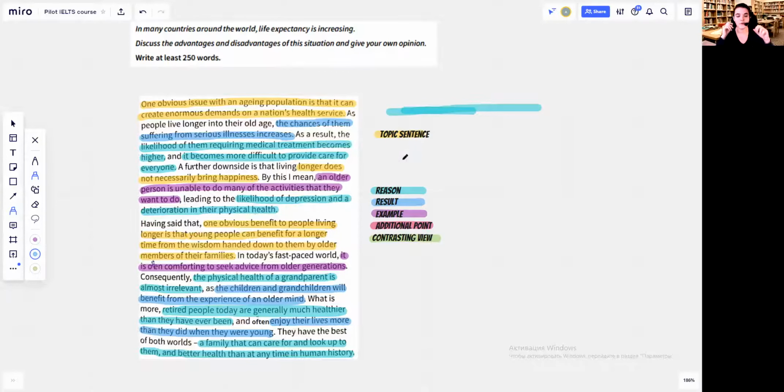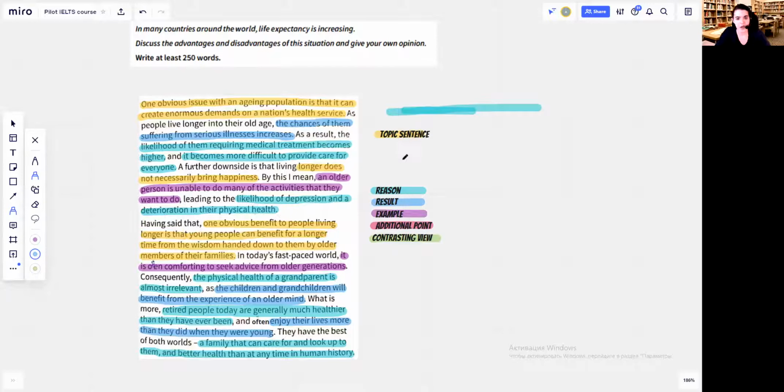So it has to be very, very fitting to the topic. Let's carry on. A further downside is that living longer does not necessarily bring happiness. That's, as I said, another disadvantage. So it's basically another topic sentence within the paragraph.